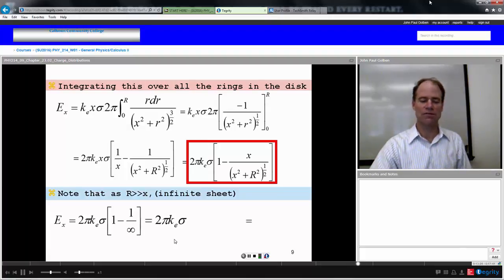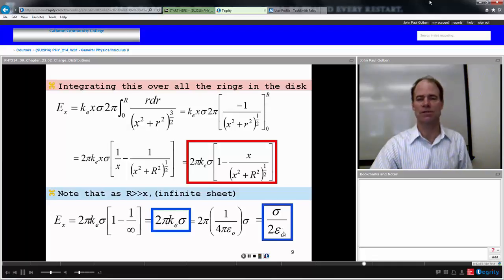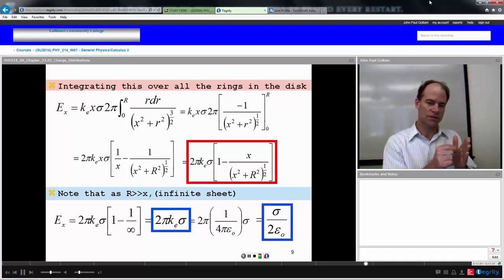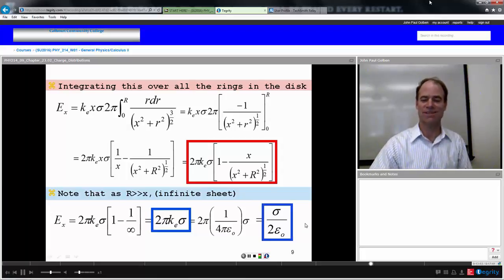So if you're relatively close to this disk, the E field will become basically a constant, 2 pi k sigma, or since we know k is 1 over 4 pi epsilon naught, this will simplify to sigma over 2 epsilon naught. So if this disk is infinitely large, or if you're really close to this disk, you have basically a constant E field equal to the surface charge density sigma divided by 2 times a constant epsilon naught. How about that? So a constant electric field close to this disk.